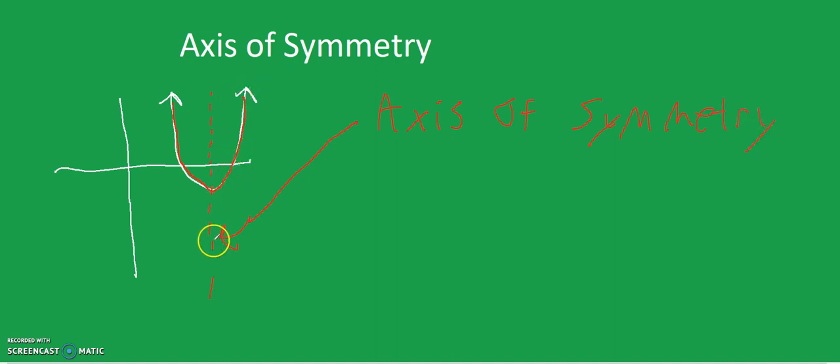And notice that it's a vertical line, and all vertical lines have the form x equals something, right? We don't know what that something is, but we're going to learn on this next slide.